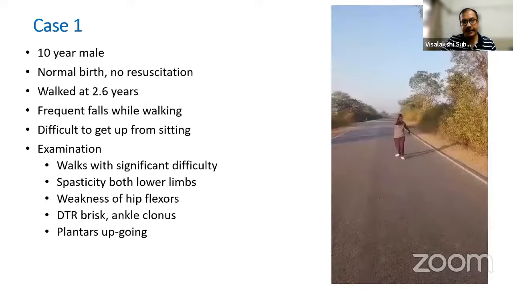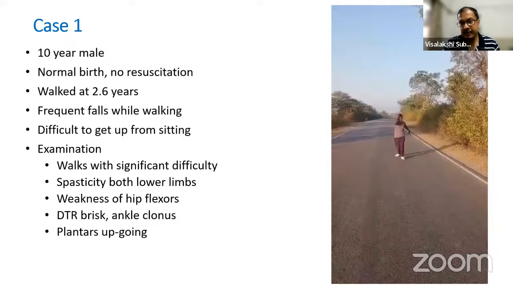So let's move on to the cases. So this is a 10-year-old boy. He was born at term, no resuscitation at birth. He walked at 2.5 years, so that's slightly late, and he has frequent falls while walking. He finds it difficult to get up from sitting position.